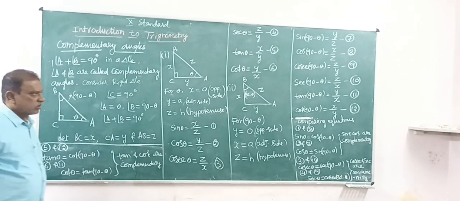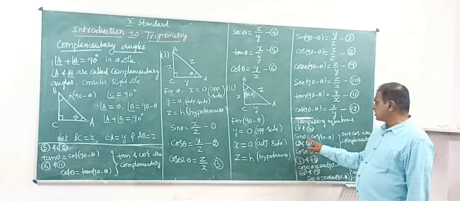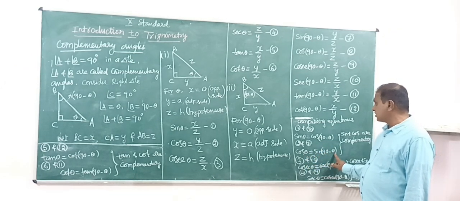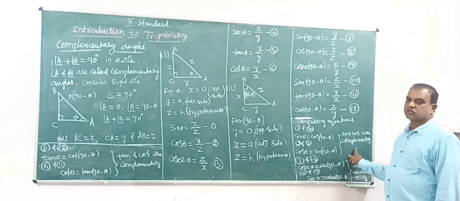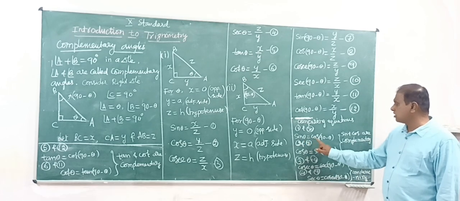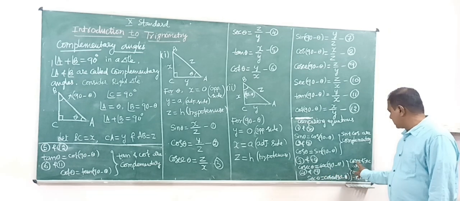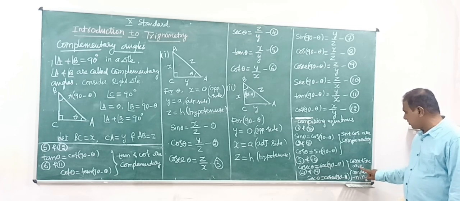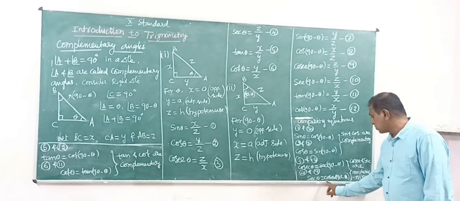Look at the equations. You can write sine theta as cos of 90 minus theta, or cos theta as sine of 90 minus theta. In these, sine and cos are complementary. We can write sine theta as cos of 90 minus theta and vice versa. Similarly, cosecant theta and secant theta are complementary, because cosecant theta is equal to secant of 90 minus theta, or secant theta is equal to cosecant of 90 minus theta.